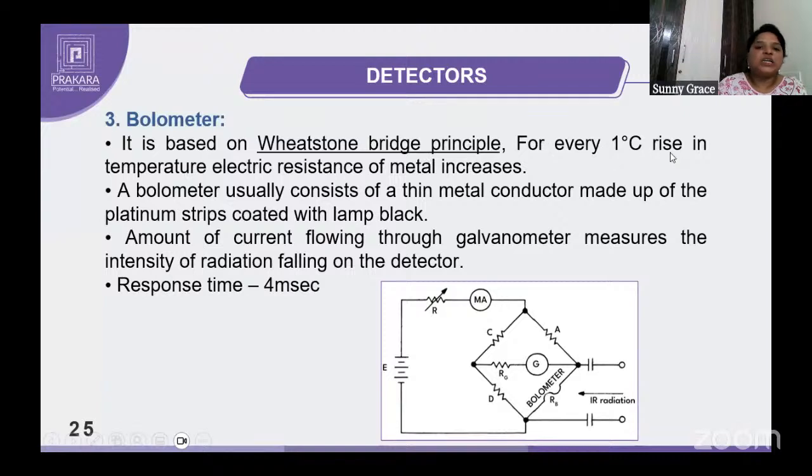For every 1 degree rise in temperature, the electrical resistance of a metal increases. So it depends upon the intensity of the radiation how much the temperature will increase. A bolometer usually consists of a thin metal conductor made of platinum strips coated with lamp black, which is what we have discussed here. You let the IR radiation fall on it, and the amount of current flowing through the galvanometer measures the intensity of the radiation falling on the detector. The response time is 4 milliseconds. You have seen this, right?